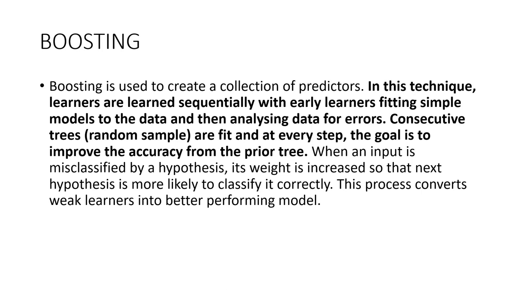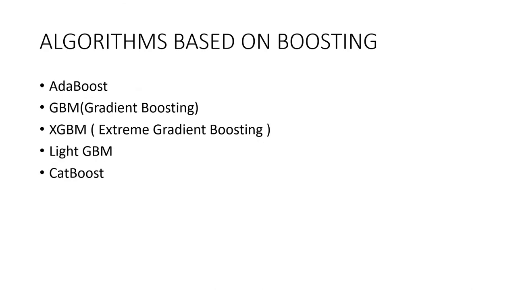Boosting is used to create a collection of predictors. In this technique, learners are learned sequentially, with early learners fitting simple models to the data and then analyzing the data for errors. Consecutive trees are fit, and at every step the goal is to improve the accuracy from the prior tree. When an input is misclassified by a hypothesis, its weight is increased so that the next hypothesis is more likely to classify it correctly. This process converts weak learners into a better performing model.